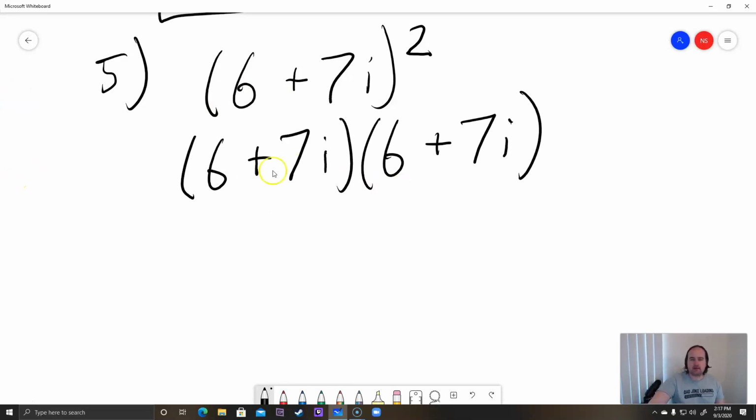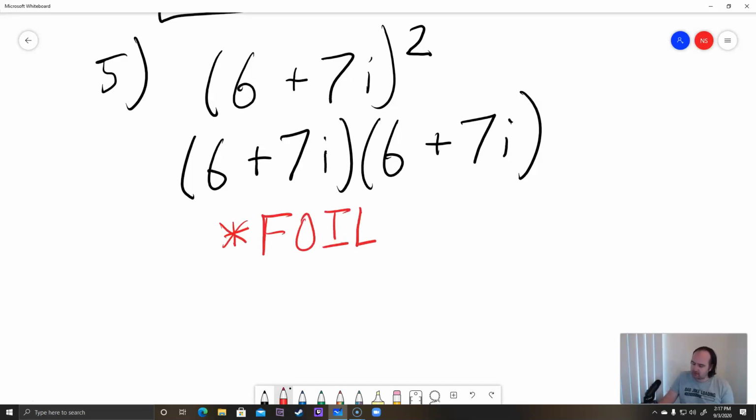Alright, and then now that it's written like this, it's just like the last problem, where we have two terms times two terms, so a binomial times a binomial. And to multiply that out, once again, you're going to use FOIL. So it's actually just the same as the last problem. It's just a question of dealing with the square. But once you realize that the square can't be distributed, you just rewrite it as 6 plus 7i times itself. And then you use FOIL.